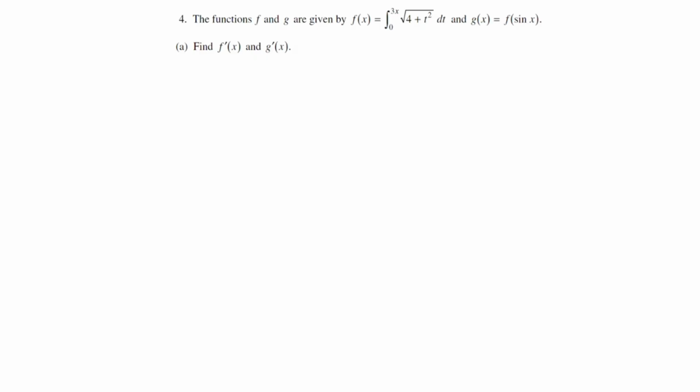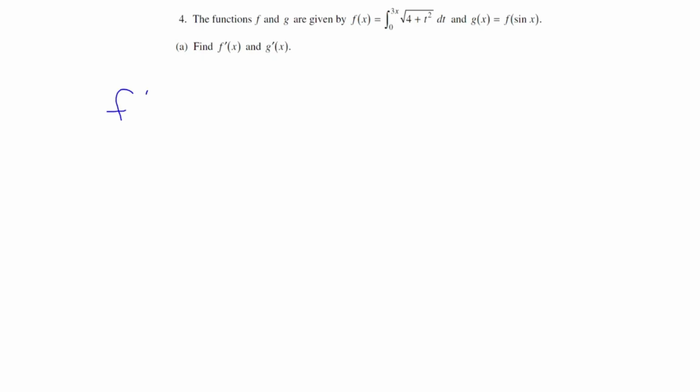All right, this is question number 4 from the 2008 Form B AP Calculus AB exam. This is a function FRQ where we're given 2 functions, f and g. F is the integral from 0 to 3x of root 4 plus t squared dt. And g of x is f of sine x. So first, let's find f prime of x.